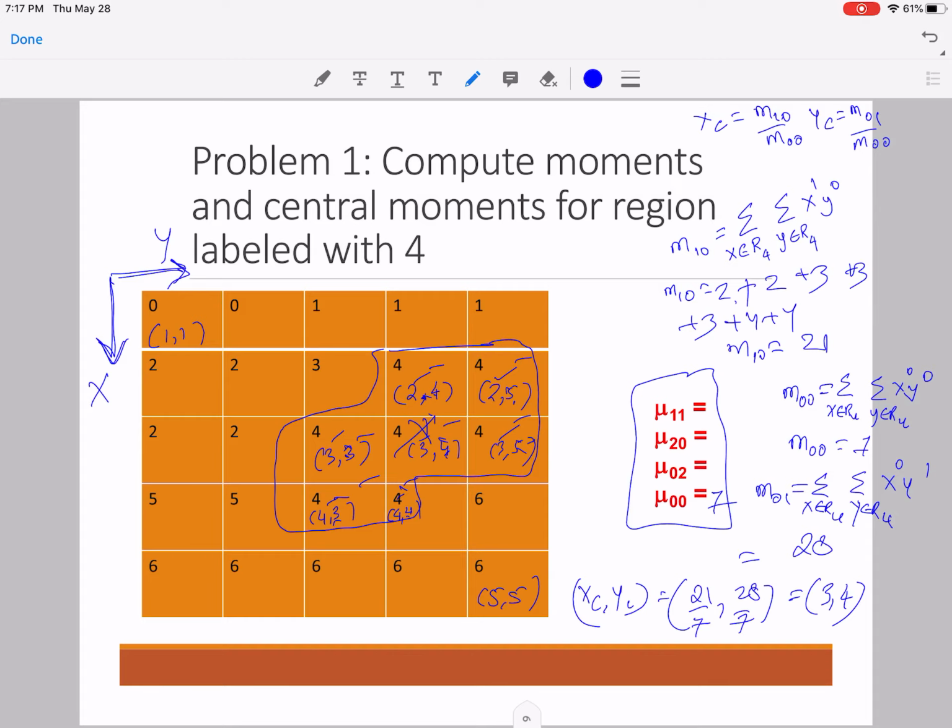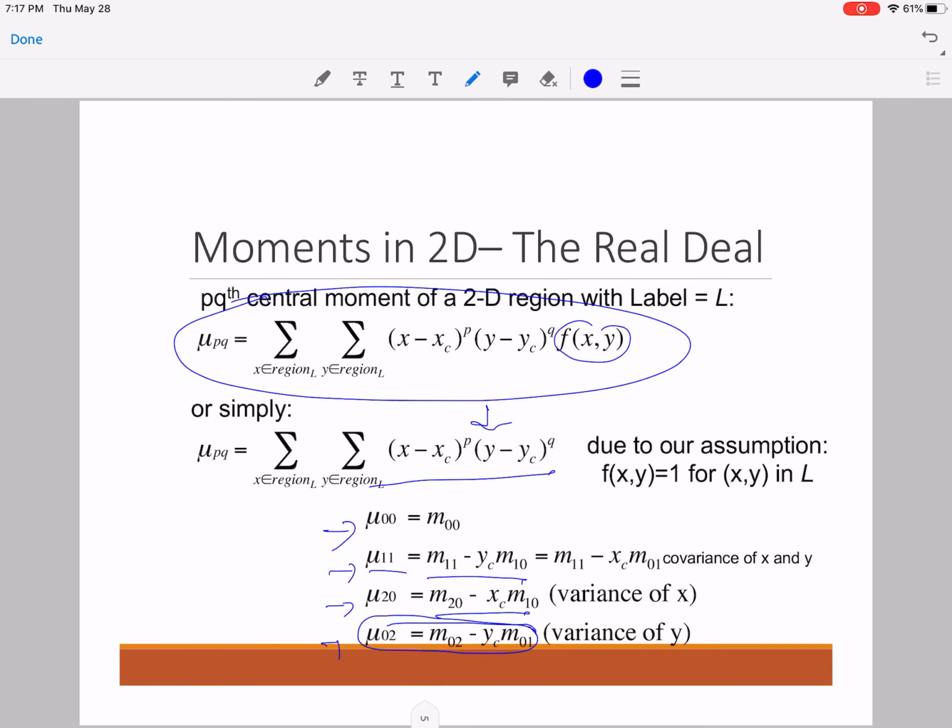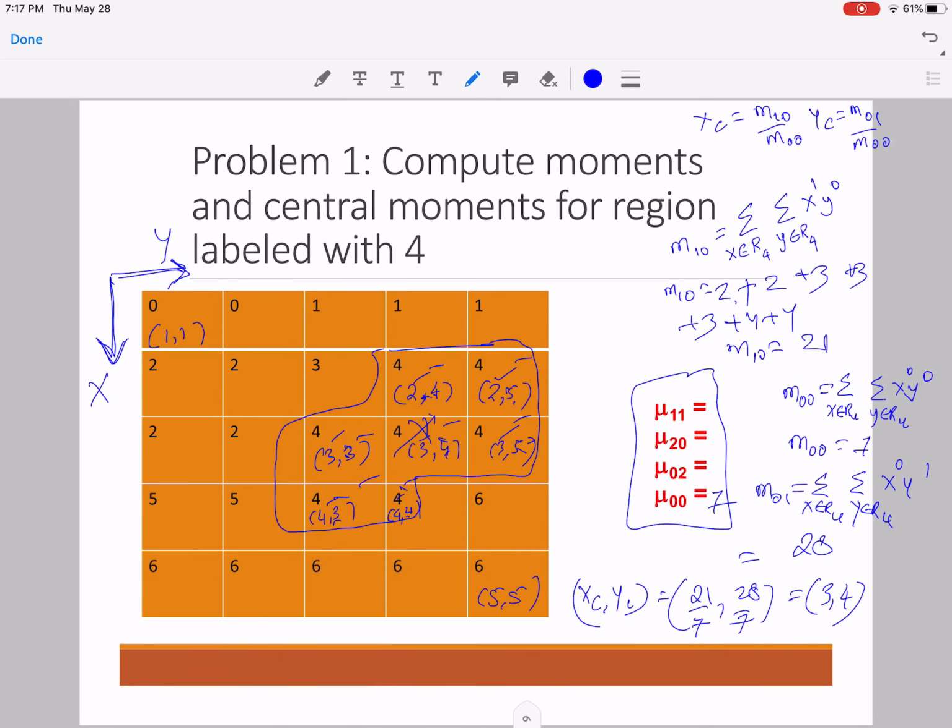So let's find out. mu11 is found by applying this formula: m11 minus yc times m10. I have calculated m10 already, which is equal to 21. To calculate m11, I need to perform double summation, x belongs to this region, y belongs to this region, xy. So I need to multiply xy of these coordinates and add them all together. So here I have 8 plus 10 plus 9 plus 12 plus 15.